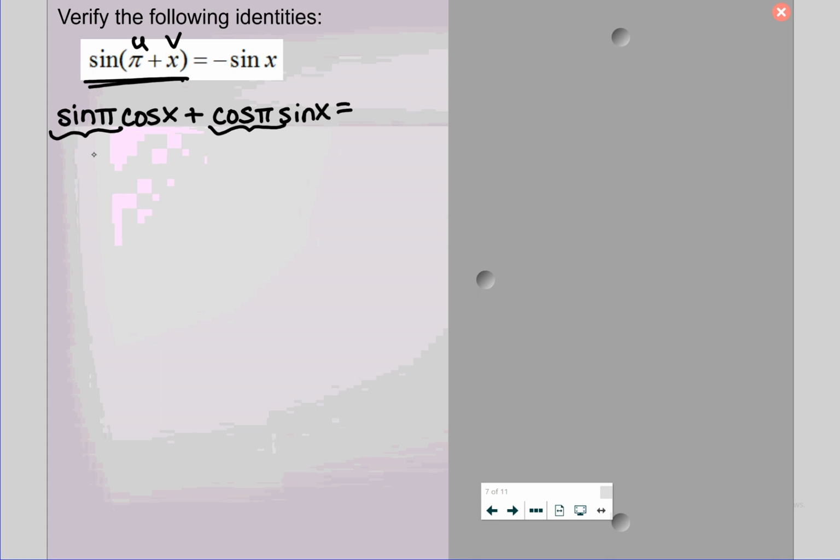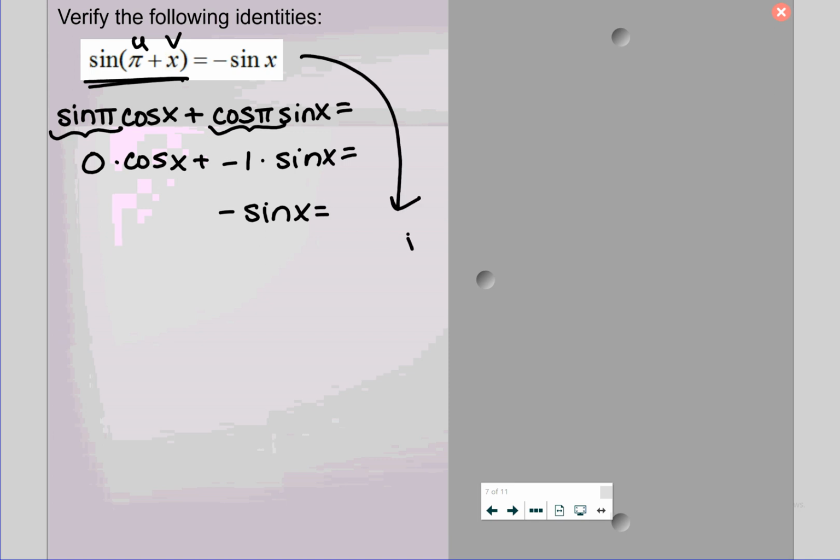It is 0 times cosine x. What is the cosine of pi? -1 times sine of x. And 0 times anything is 0. And -1 times sine x is -sine x, and that's what I have on the other side. And that is the end of my proof.